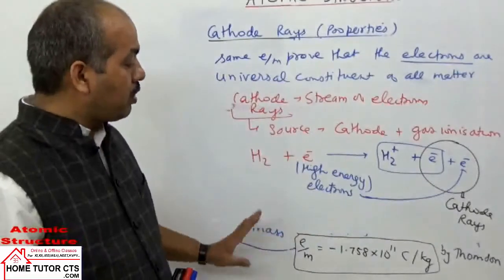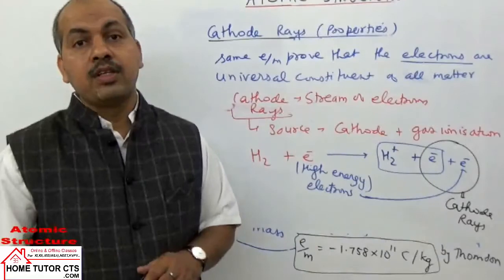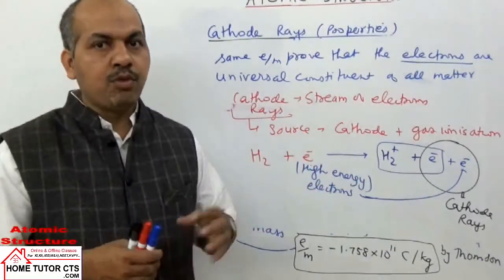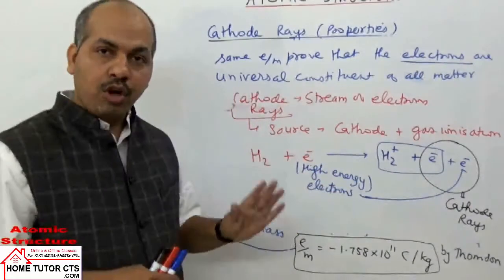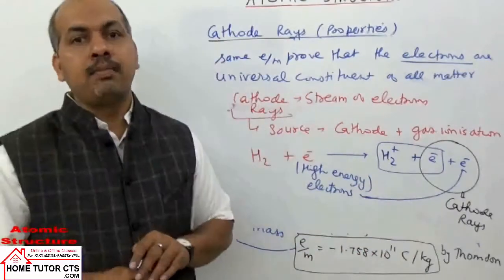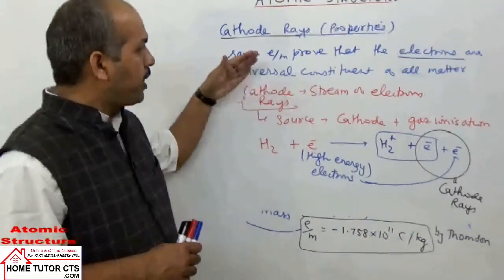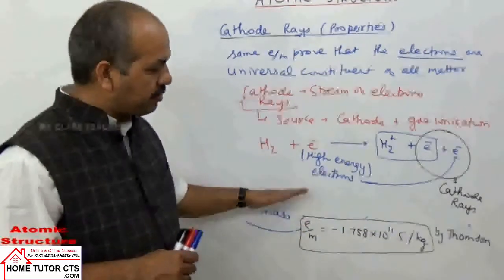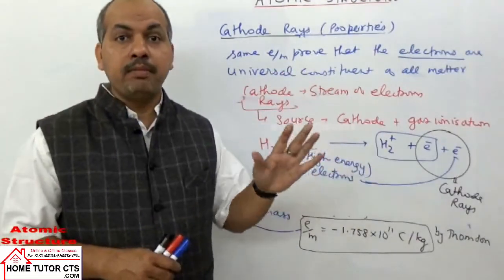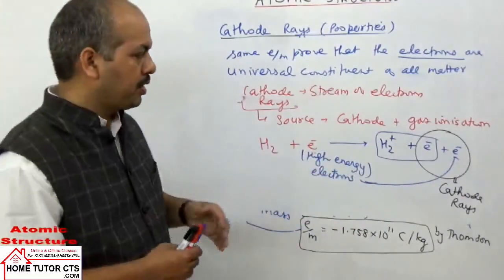Now after calculation of the charge to mass ratio of the electron, the next point is the charge of the electron. We don't get the mass of the electron first. We first get the charge to mass ratio of the electron, then we get the charge of the electron, and then finally the mass of the electron was determined. So let us take charge to mass ratio. After that we did the charge of the electron determination. Electronic charge was given by Millikan by his oil drop experiment. Okay, let us see the next one.